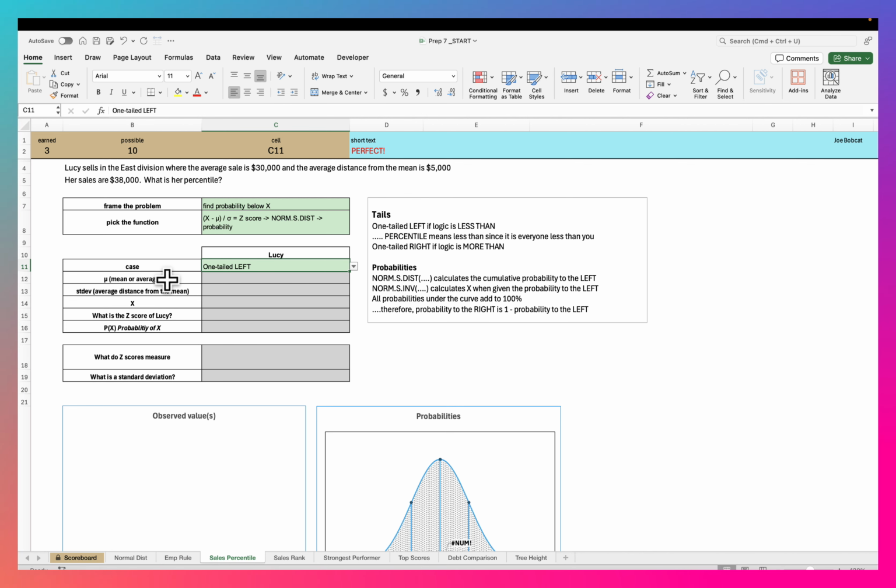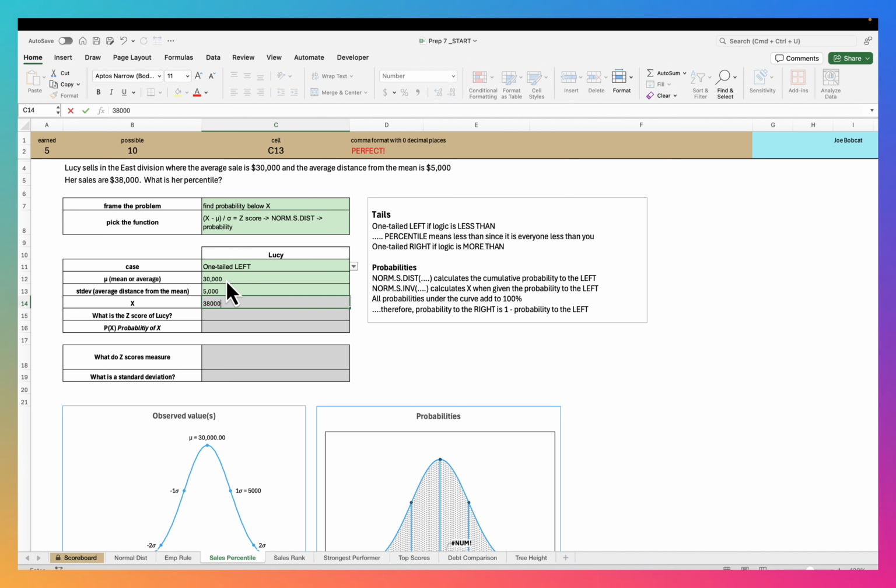All right, the mean or average given in the problem is 30,000. And the standard deviation is 5,000. That was also given in the problem. And so were her sales, the 38,000 for her sales. That was also given in the problem.